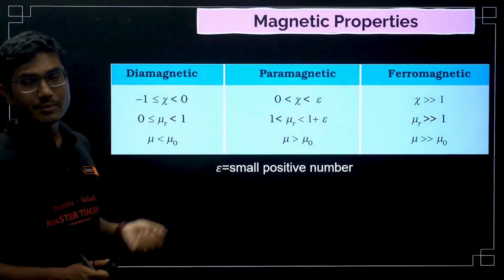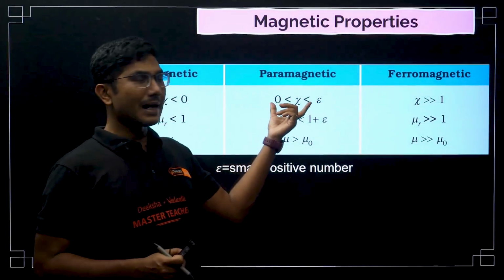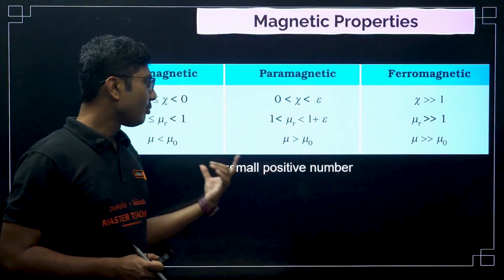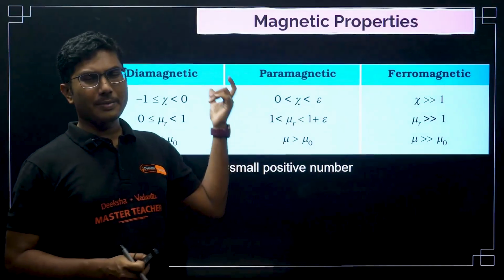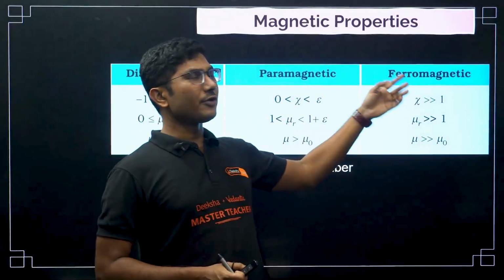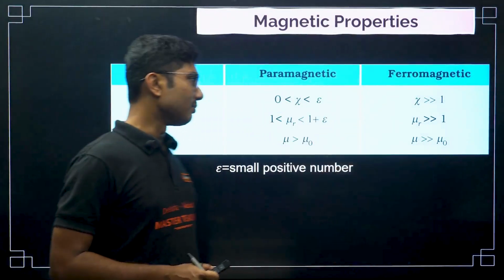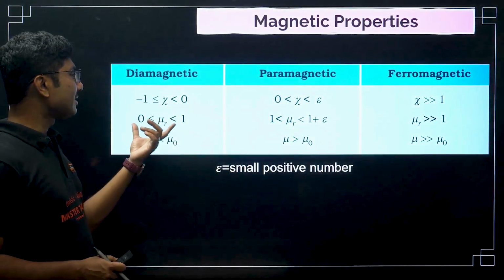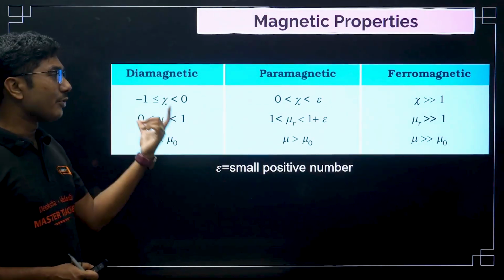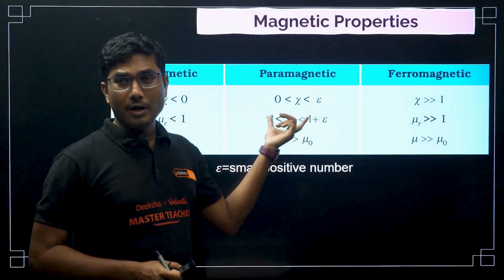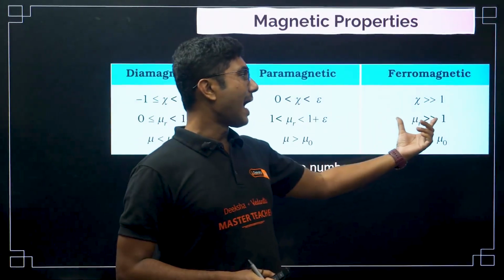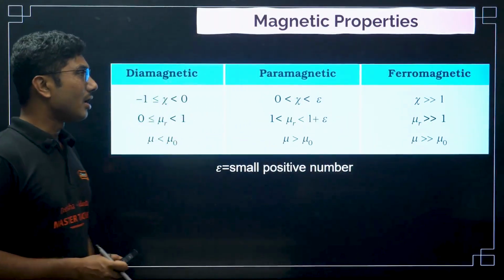Okay, so that is for diamagnetism. For paramagnetic substances, chi is greater than 0 but less than a certain positive number. It is very small. For a ferromagnet, the chi value is very high. For diamagnetic substances, the value of relative permeability is between 0 and 1. For paramagnetism it is between 1 and 1 plus epsilon, and it is greater than 1 for ferromagnetic.